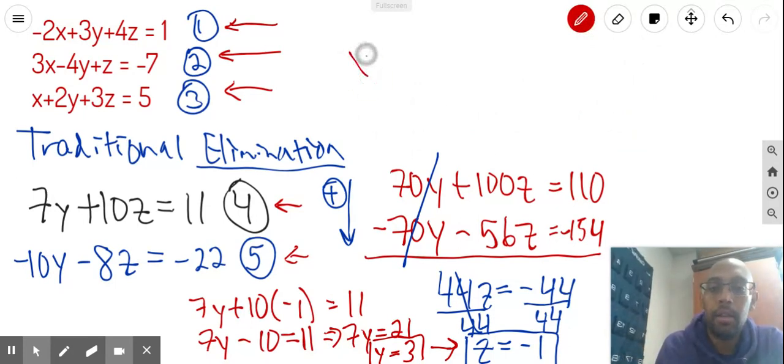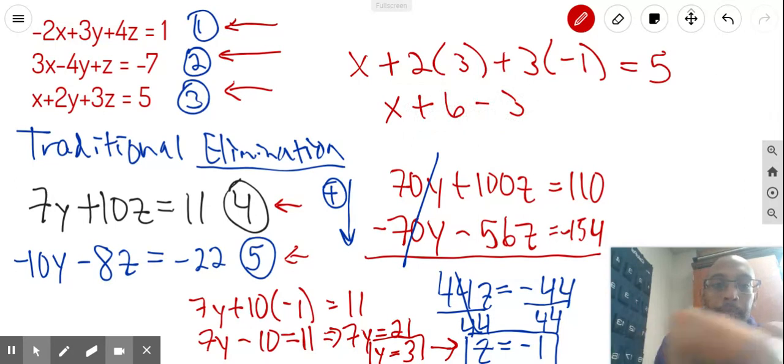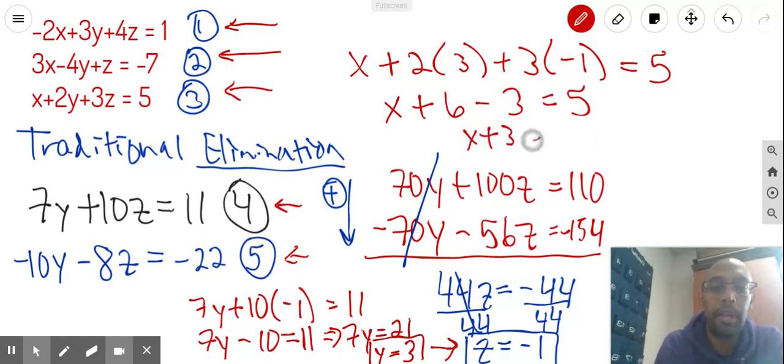So x plus 2 times y, which is 3, plus 3 times z, which is -1, and that's going to equal 5. So this gives me x plus 6 minus 3 equals 5. 6 minus 3 is a positive 3, so x plus 3 equals 5. And when we subtract 3 from both sides, we get x equals 2.